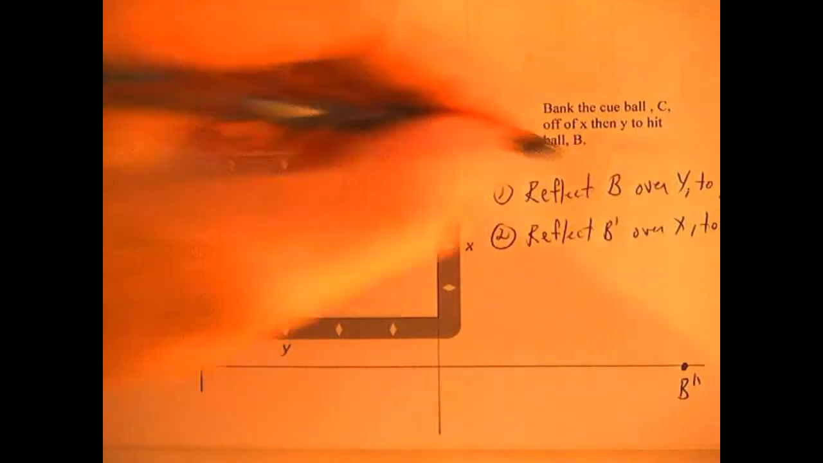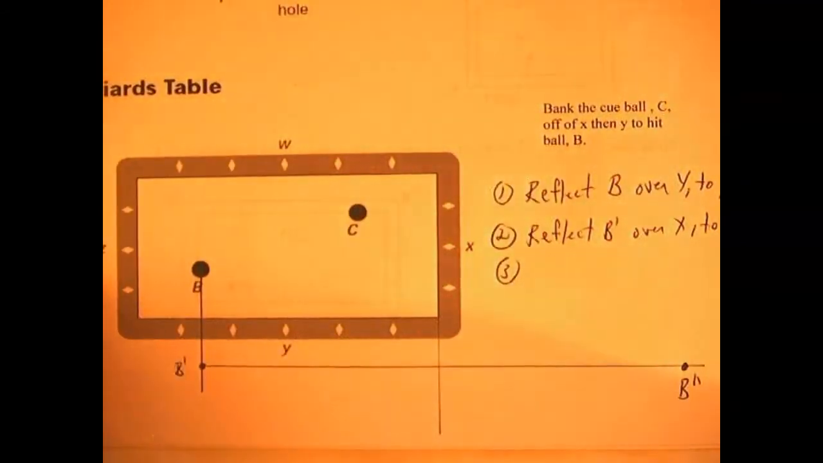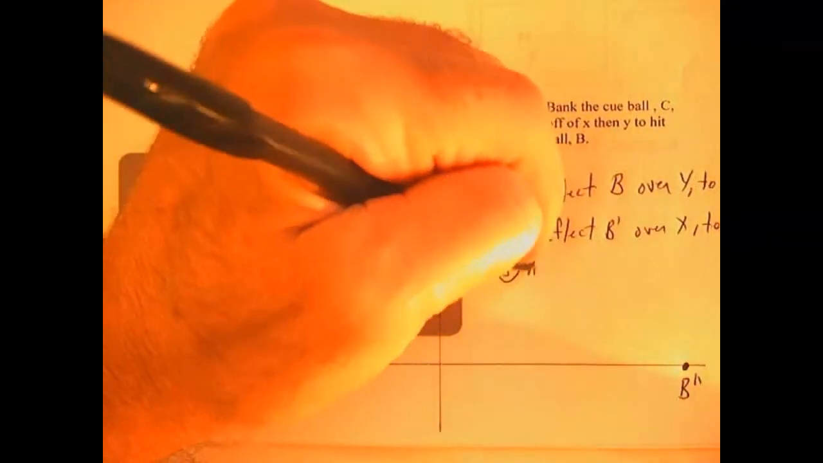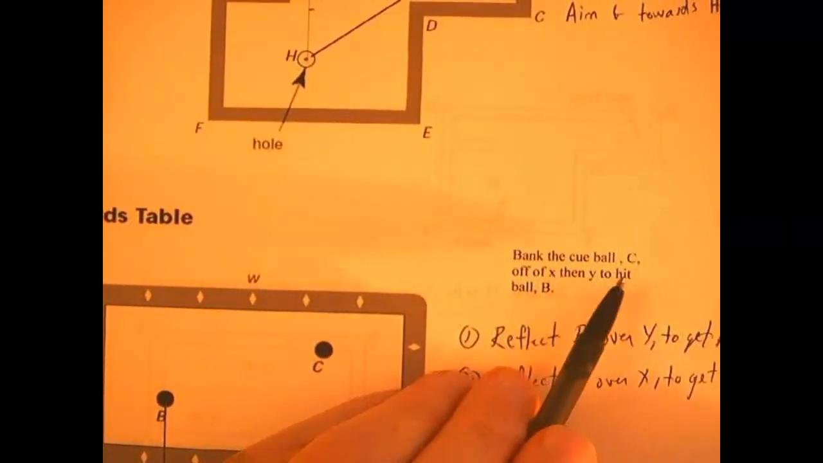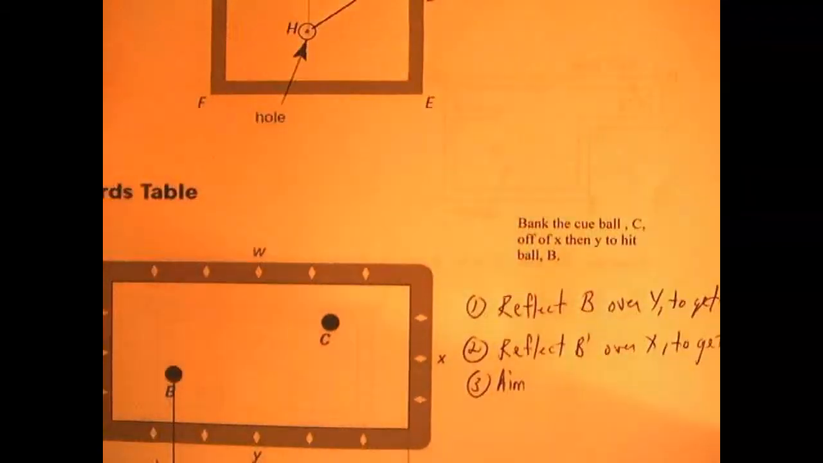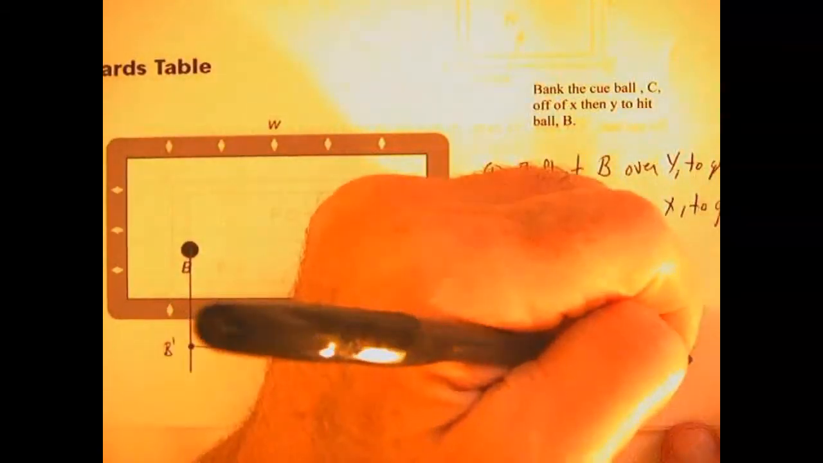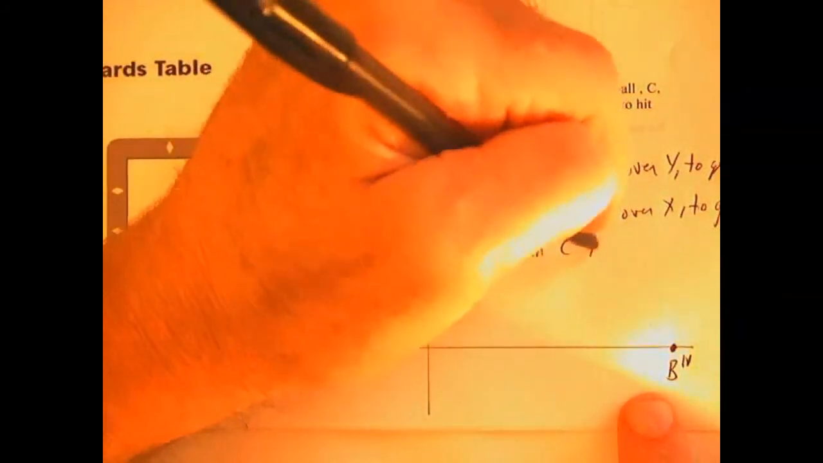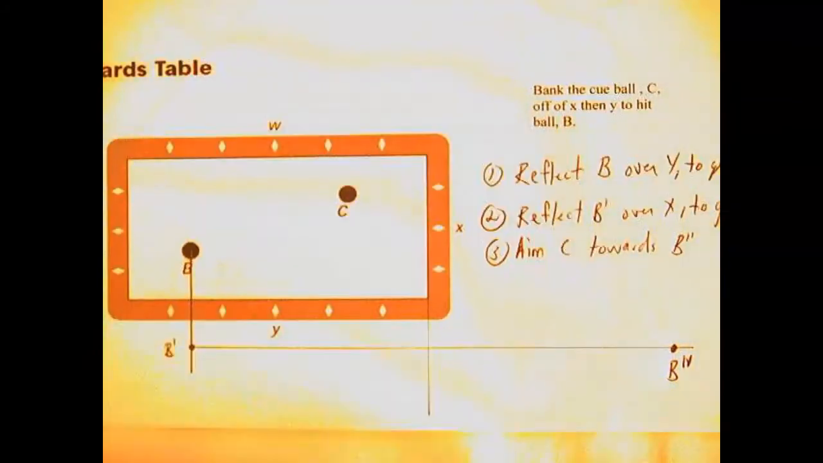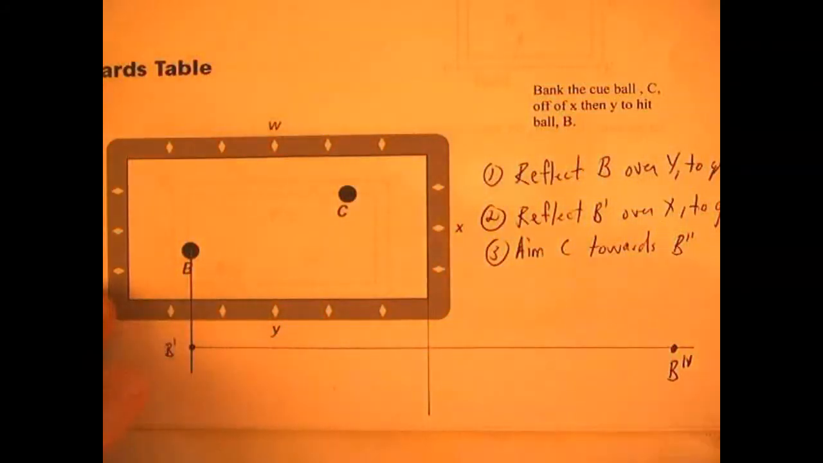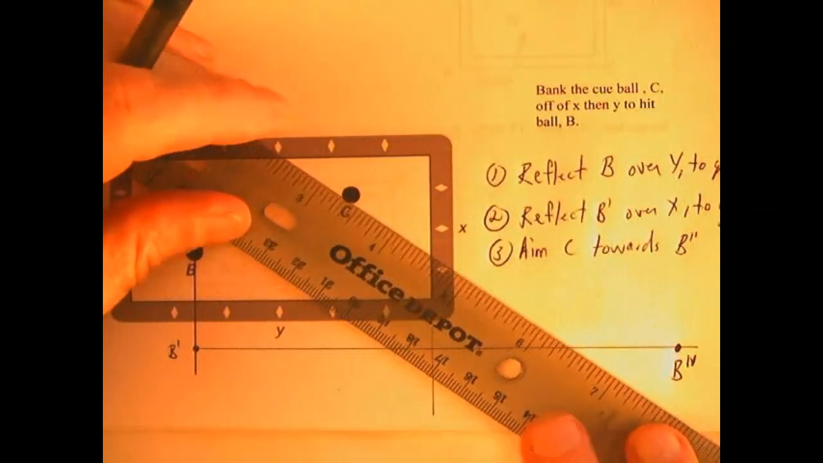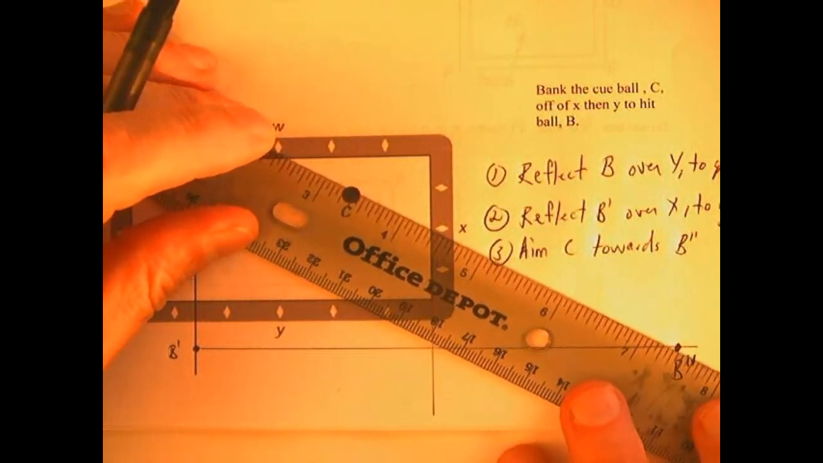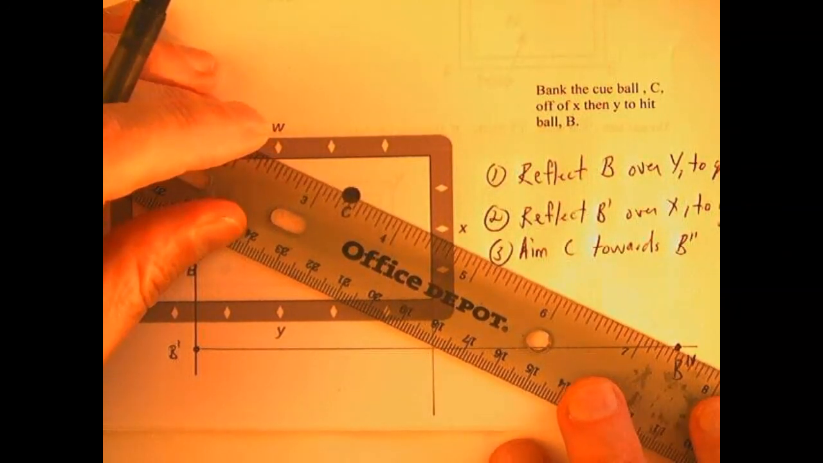We're now going to aim, step 3, is to aim for B double prime. Again, I'm just reading this backwards. I'm done reflecting. Now I'm going to aim the cue ball towards the last reflection that I made. This is B double prime, by the way. All right, so we're going to aim C towards B double prime. Of course, it's not going to go there because there's a wall in the way. So it's going to hit the wall on the way to B double prime.